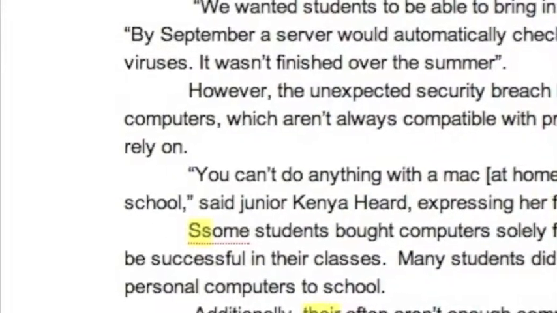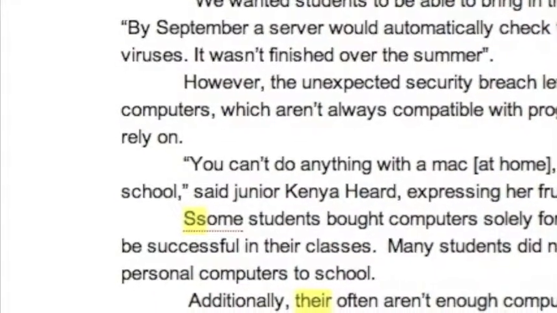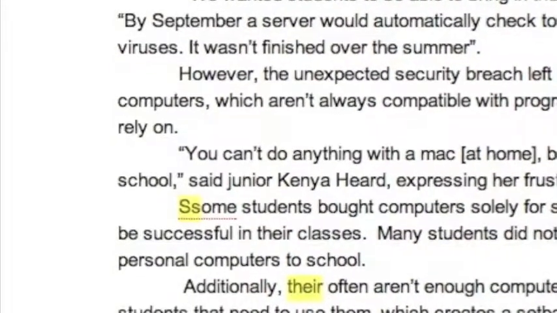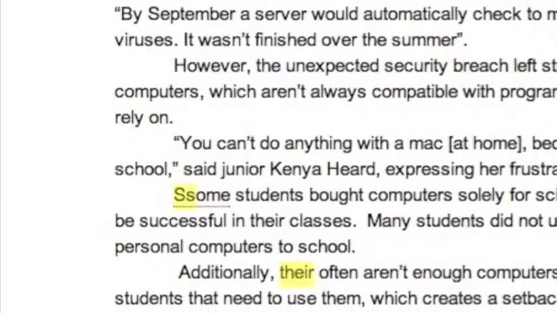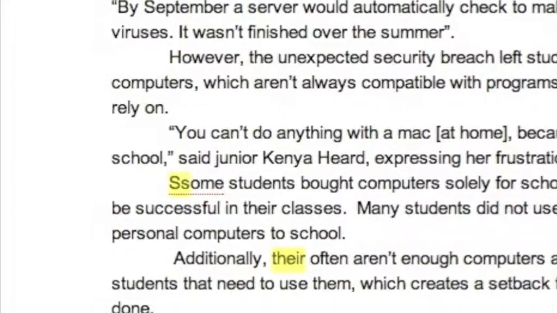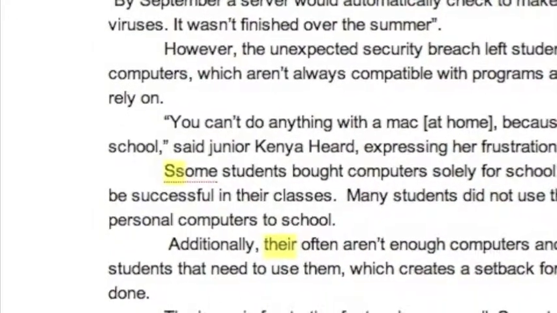The third thing to edit is grammar. Make sure to avoid run-on sentences because journalists need to keep their readers entertained. Remember the fundamental rules of grammar, like spelling and punctuation. Here there should only be one S in the word some.